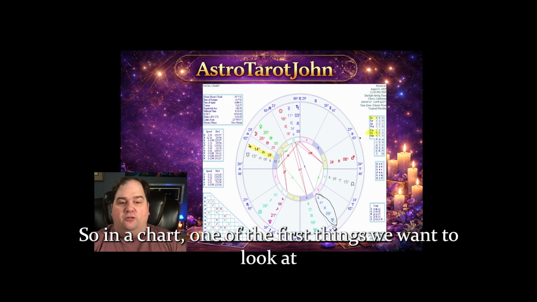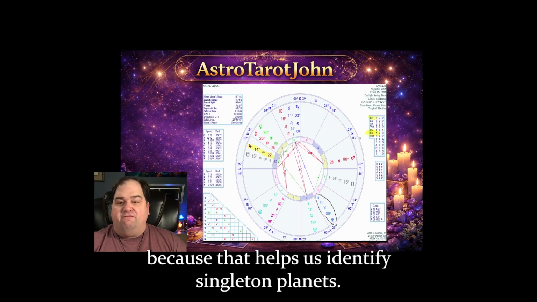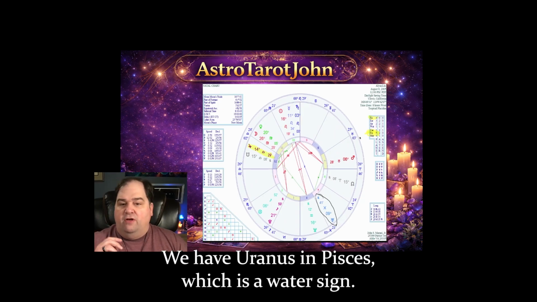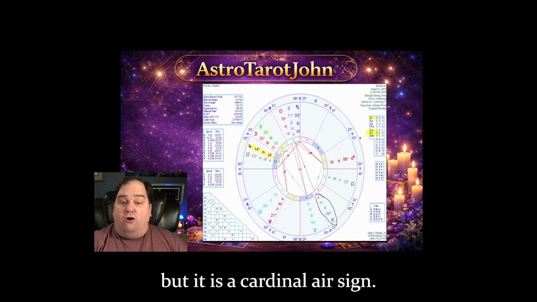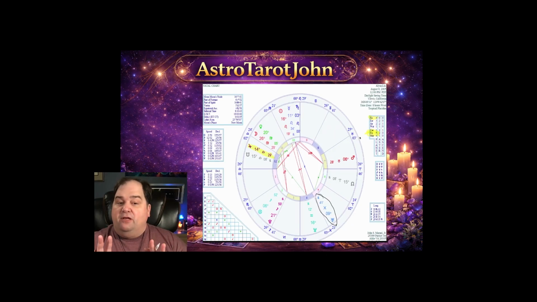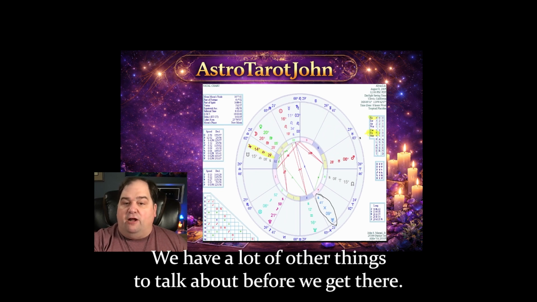So that's in a chart. One of the first things we want to look at is how the elements and the modalities are split up, because that helps us identify singleton planets. In this case, we have two. We have Uranus in Pisces, which is a water sign, and of course we have Jupiter in Libra, which is an air sign, but it is a cardinal air sign. So we got two singletons already to talk about. But let's see how far we get on her chart tonight. We have a lot of other things to talk about before we get there, so let's do it.